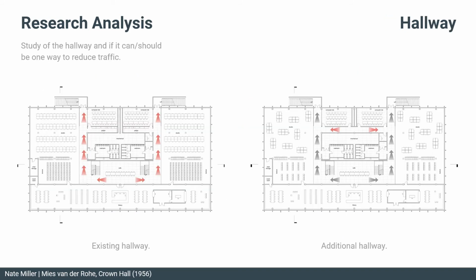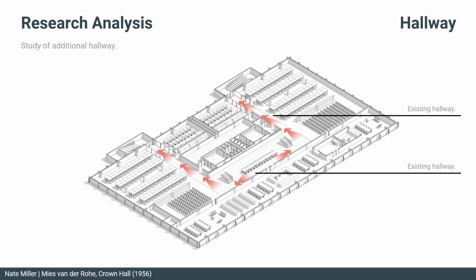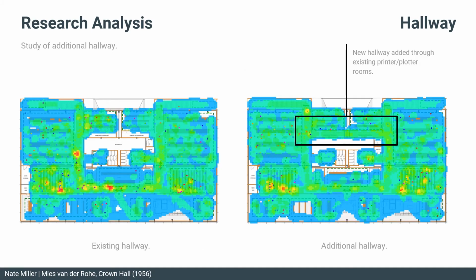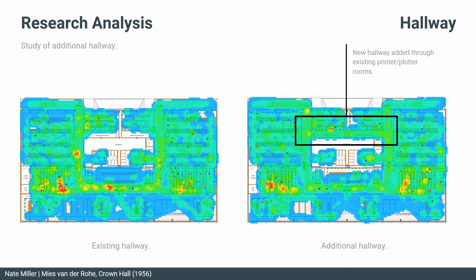My second simulation focused on the hallway in the basement. The single traditional hallway caused lots of crowding, so I added an additional corridor to allow users an alternate pathway. You can observe users moving throughout the new corridor, which reduces congestion elsewhere in the plan.